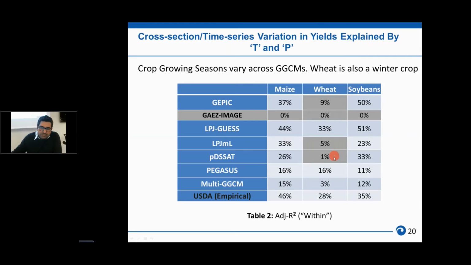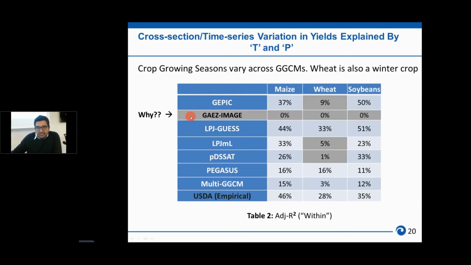In general, wheat is not very well captured by our specification, and one of the reasons is that because wheat is grown outside the crop growing months that I mentioned, May to August, we believe that the response of yields to temperature and precipitation is not well captured over here.